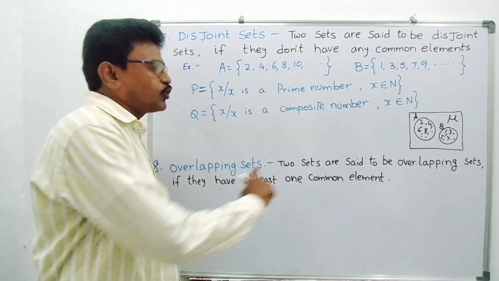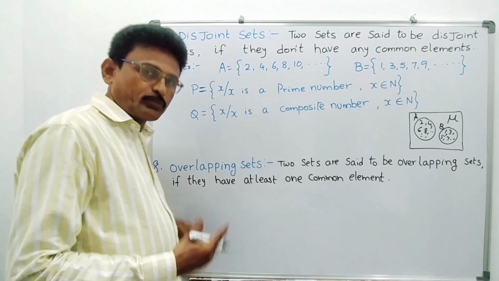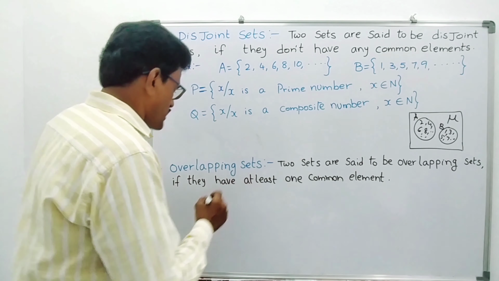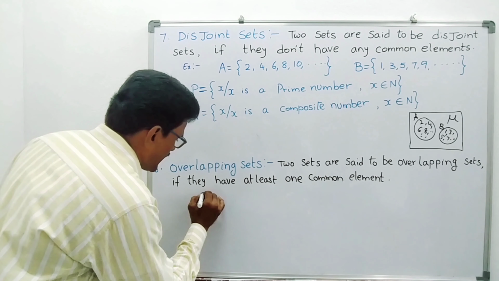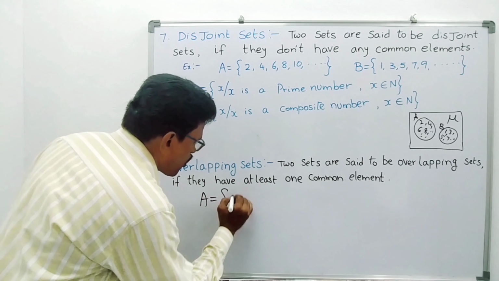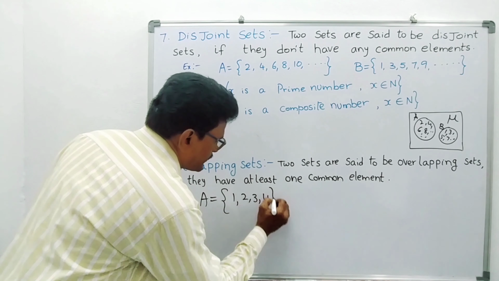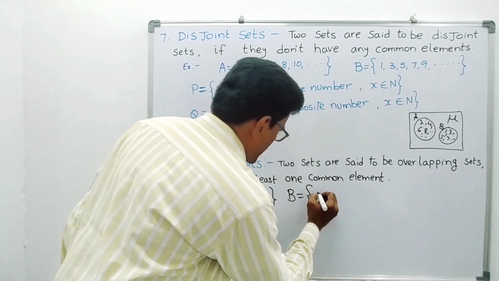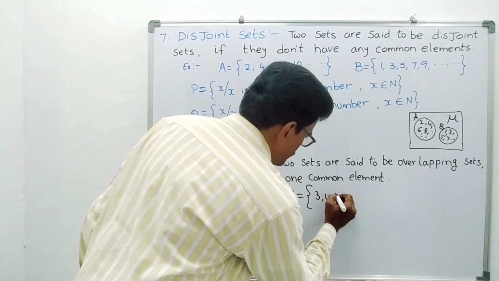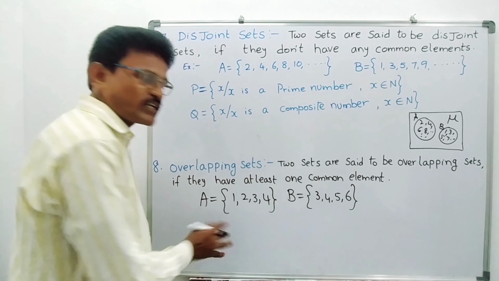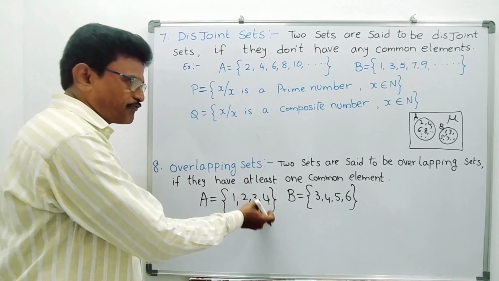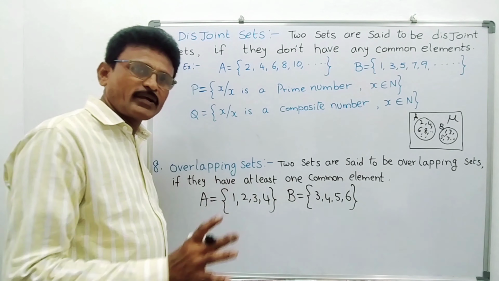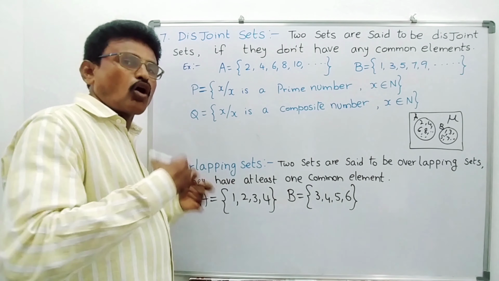Now overlapping sets. Overlapping means two sets are said to be overlapping sets if they have at least one common element. At least one common element. See, I am writing set A. What is set A? 1, 2, 3, 4. I am taking 4 elements. Now observe one more, set B. Here I am taking 3, 4, 5, 6. Like this, two sets are there. Here 3, 4 elements are there. Here also 3, 4 elements are there. These are common elements. So sets A and B are overlapping sets.